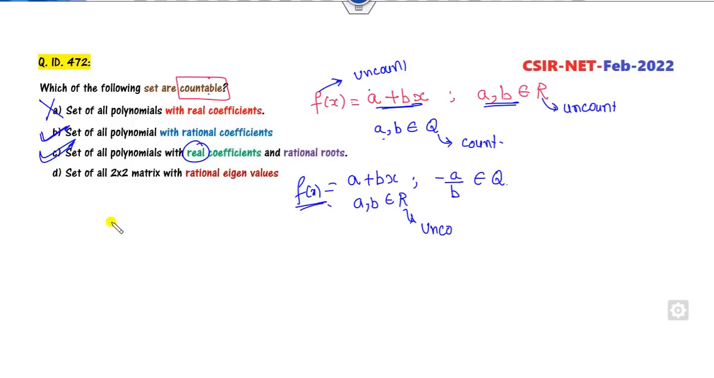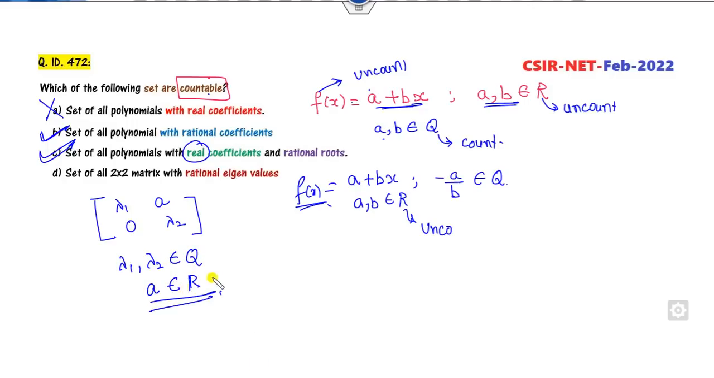Set of all those 2 cross 2 matrices with rational eigenvalues. If I consider lambda 1 and lambda 2 as my rational eigenvalues, what is my a here? It is given that these eigenvalues are in Q, but what is a? It is not an eigenvalue, so it is part of the real line. Since R is uncountable, you have uncountably many matrices here. So the right answers are only B and C.